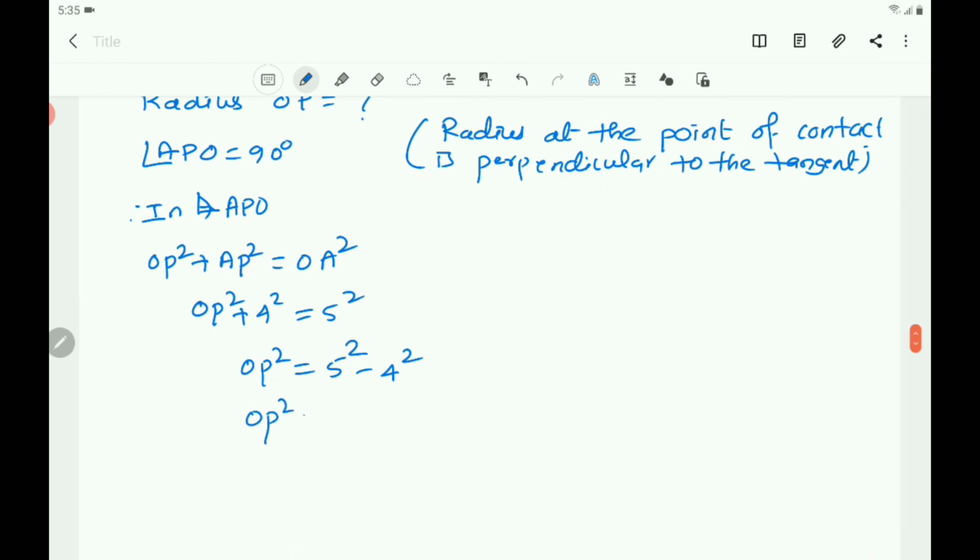Then OP square equals 5 square minus 4 square. You know 5 square is 25, 4 square is 16. Or 25 minus 16 you will get 9. Otherwise you can write 5 plus 4 into 5 minus 4. 5 plus 4 is 9, 5 minus 4 is 1. Again you will get 9 only. That is by using the identity. You can write anything here. 5 square is 25, 4 square is 16. Then OP square equals 25 minus 16 is 9.